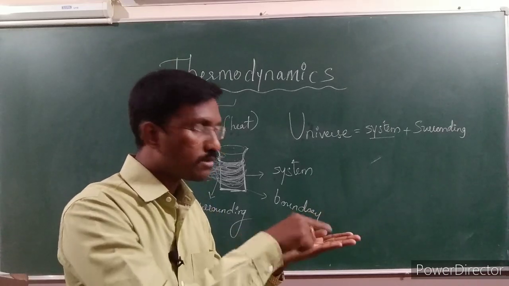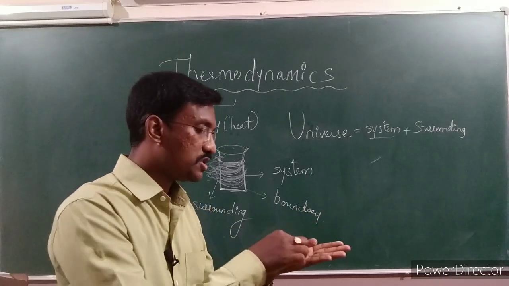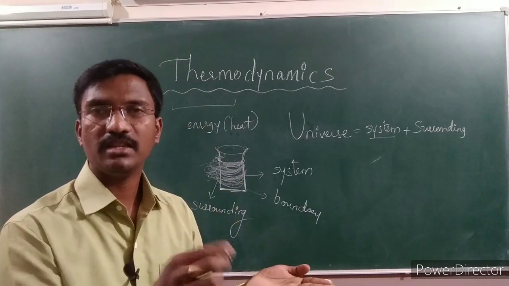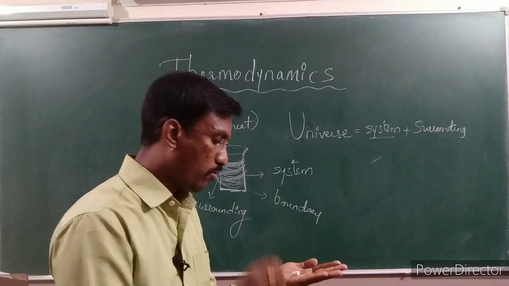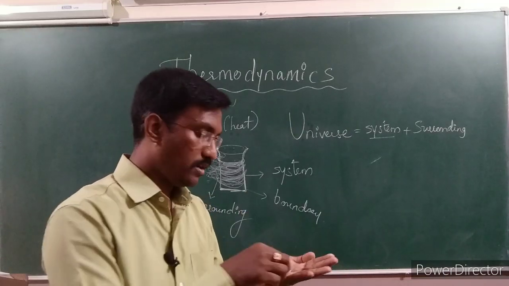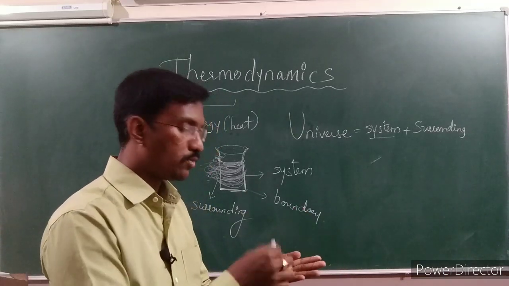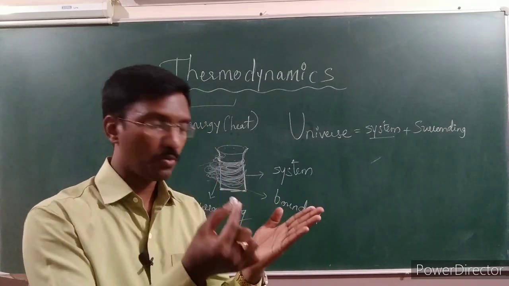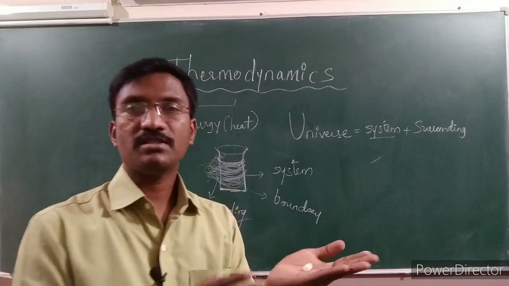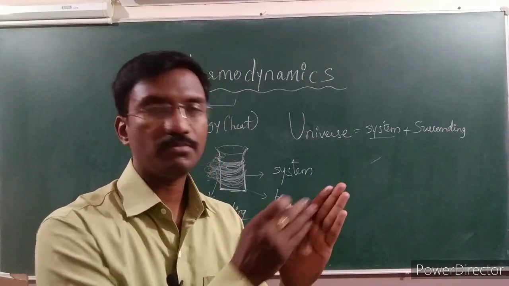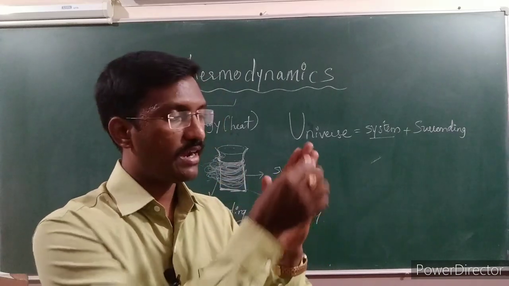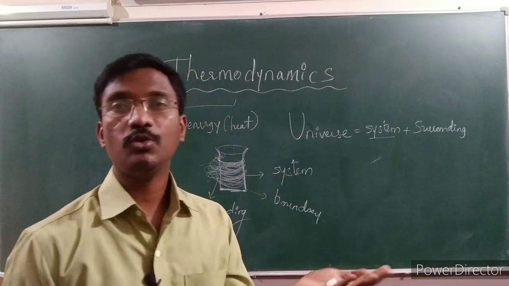So here the palm is nothing but what? It is the surrounding. So system and surrounding, in between, have some boundary. It may be imaginary or it may be real. So the boundary is going to differentiate the system and surrounding. Here the system is a part of the universe and the surrounding is the part apart from the system. Together, system and surrounding are called the universe.